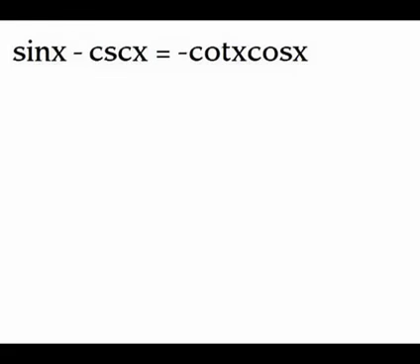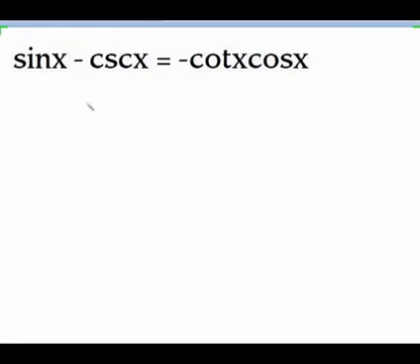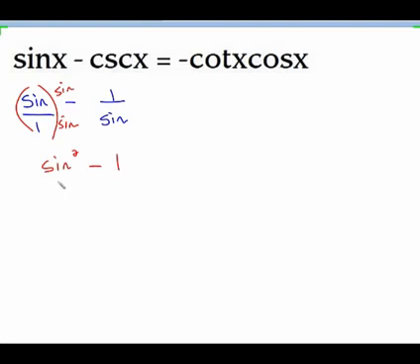Let's take a look at one last verifying one. Okay, so I'm going to work with the left side because it's always easier to end up with multiplication, in my opinion. So I have sine minus, alright, cosecant is 1 over sine. So if I get common denominator here, I need to multiply top and bottom by sine and sine, right? So I'm going to end up with sine squared minus 1 over sine.